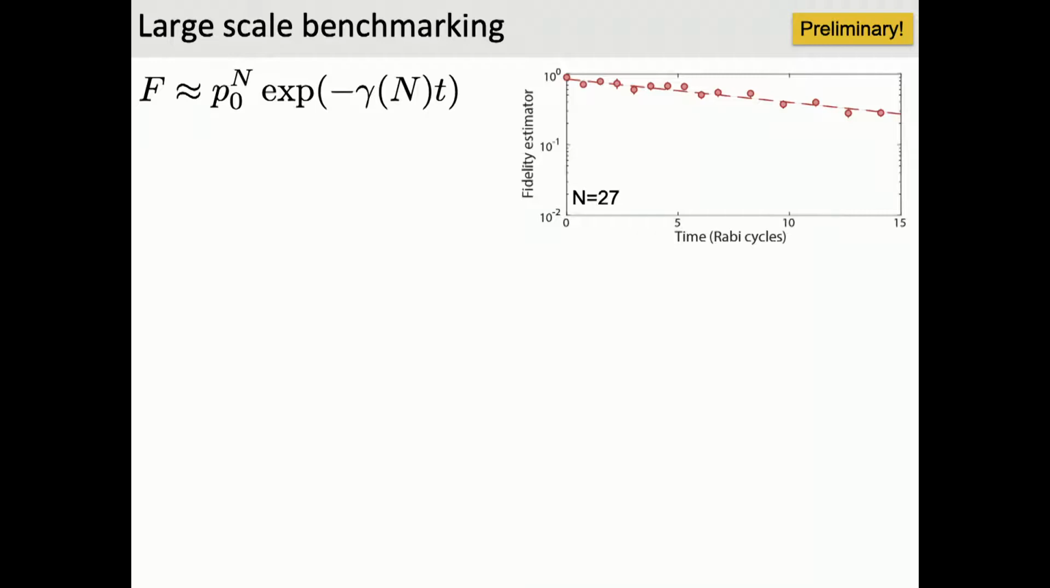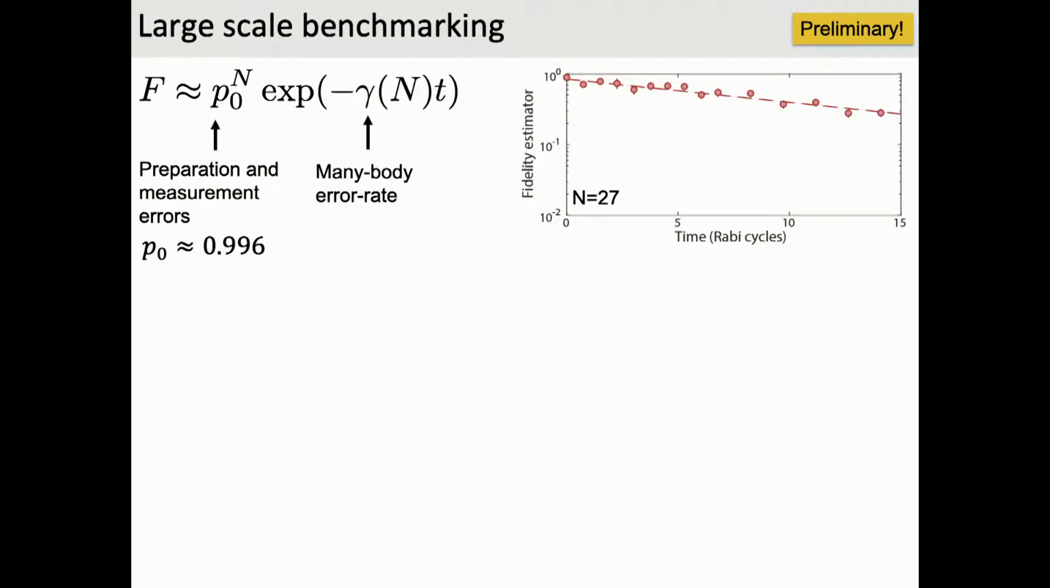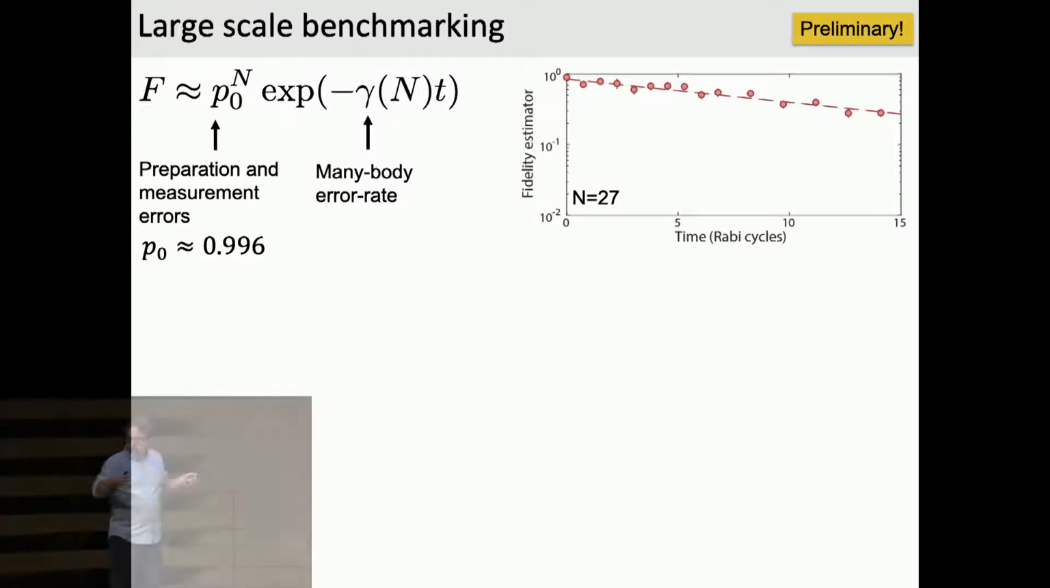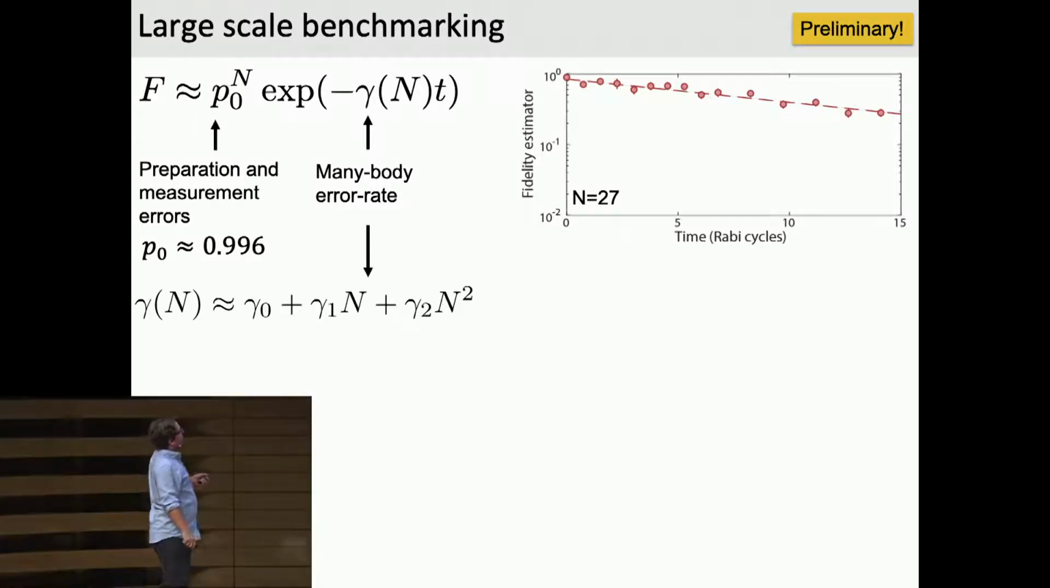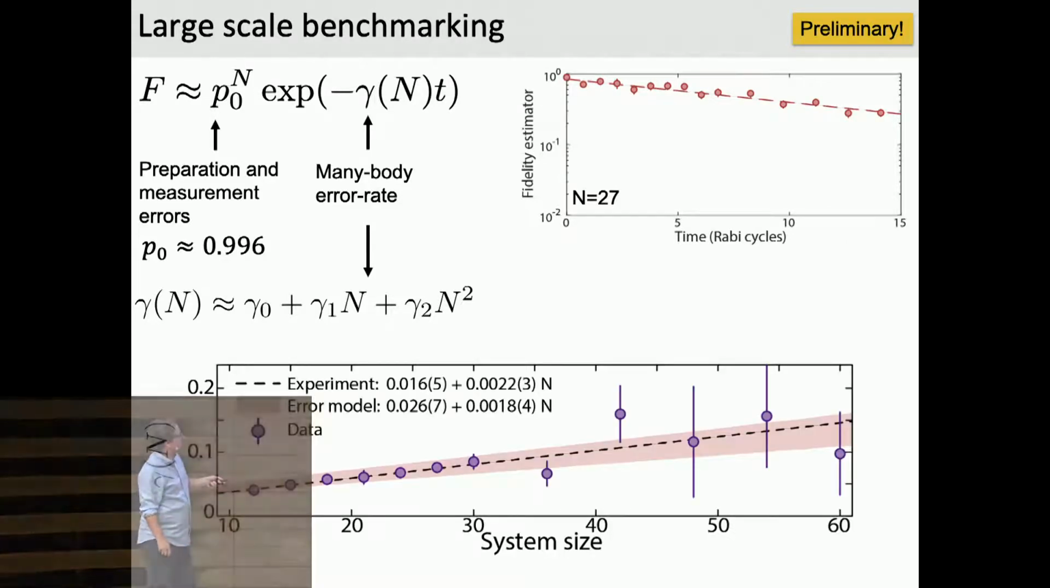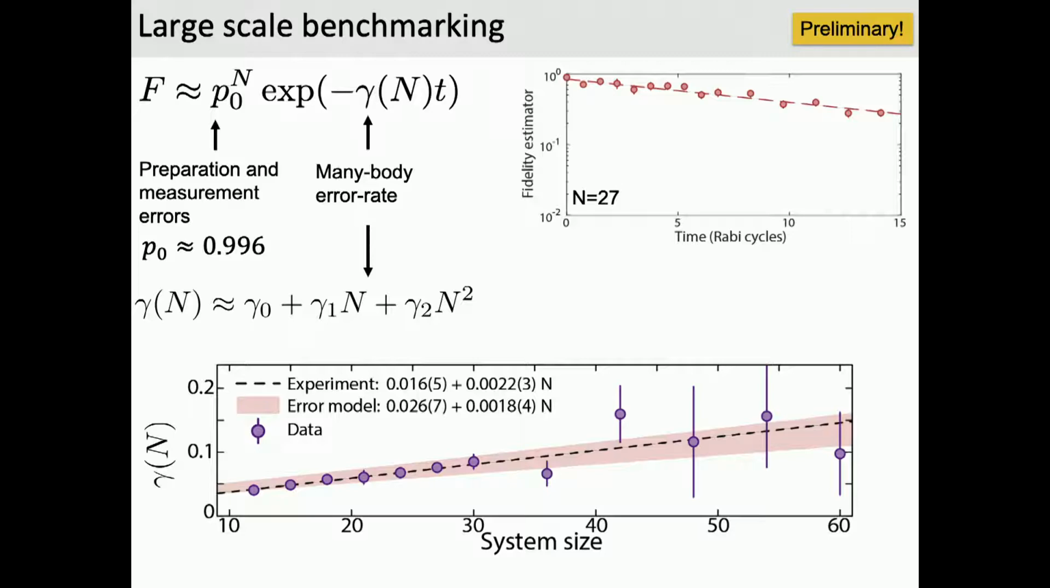So this is typically an exponential decay that you can fit. There's a prefactor here, p naught to the power of n. That's state preparation and measurement error, which is really good in our case. And then there's some sort of many-body error rate you can extract that scales with the system size. And the scaling could, in principle, be nonlinear. We have now extracted these up to 60 atoms, and you see that it's largely linear as far as we can see.